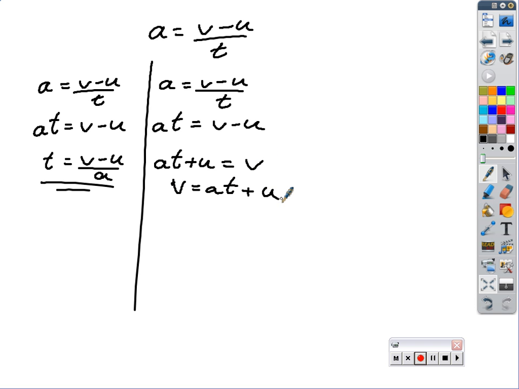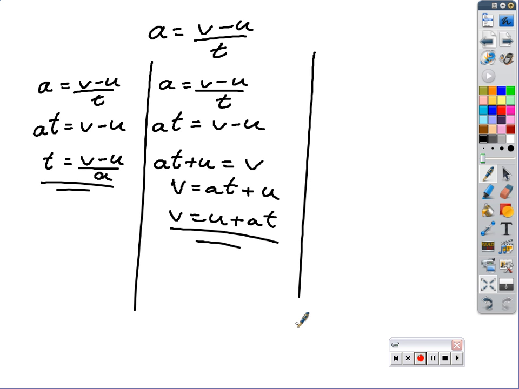Now, for the sake of my own benefit, we're going to put V equals U plus AT, which is the same thing. And that's a very important Higher formula, V equals U plus AT. We don't really use it that much just now, but you would use it in Higher a lot.